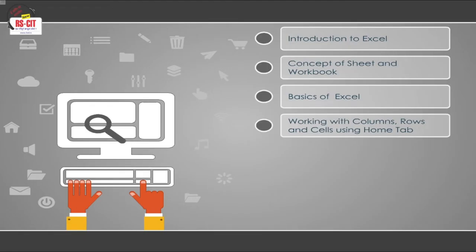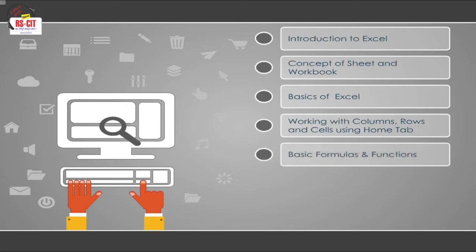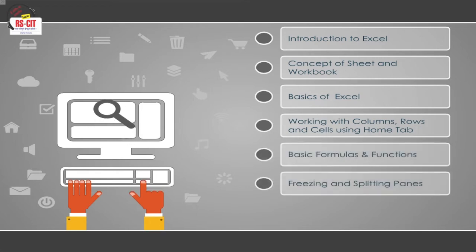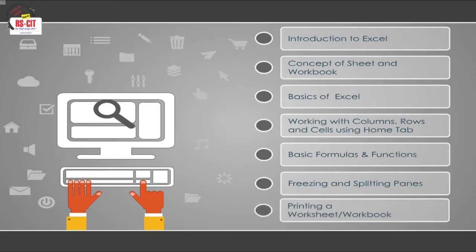working with columns, rows, and cells using Home tab, which includes clipboard group, font group, alignment, number group, styles group, cells group, and editing group, basic formulas and functions, freezing and splitting panes, printing a worksheet workbook, which includes printing of a worksheet and workbook, scaling options for printing, and print titles in Excel.